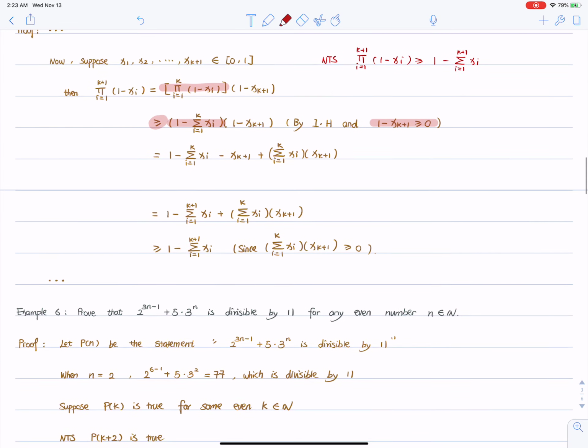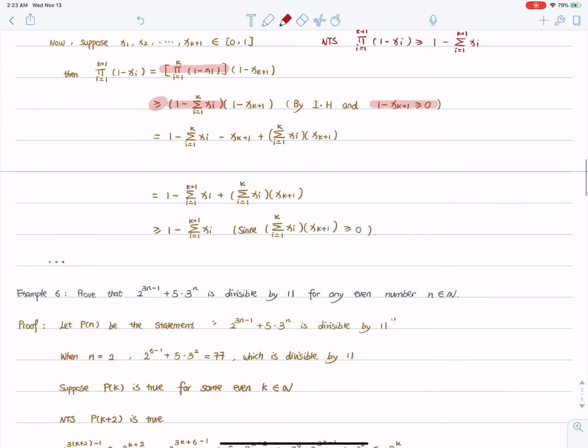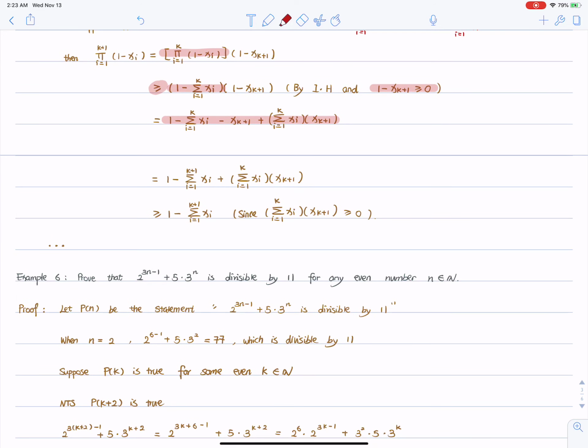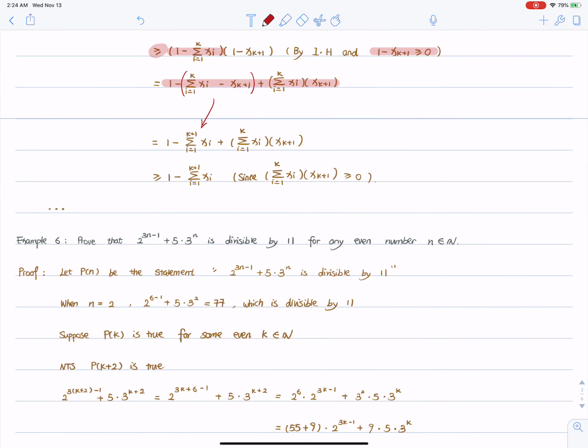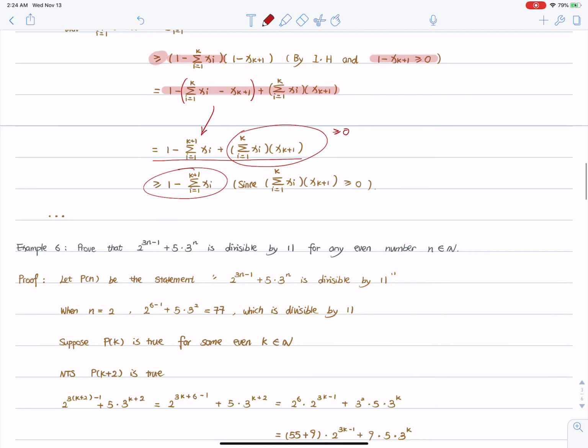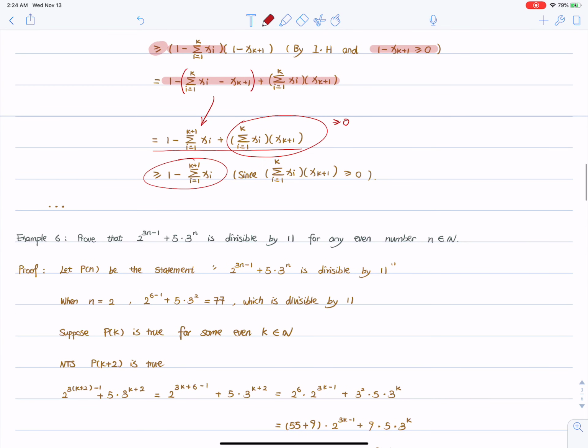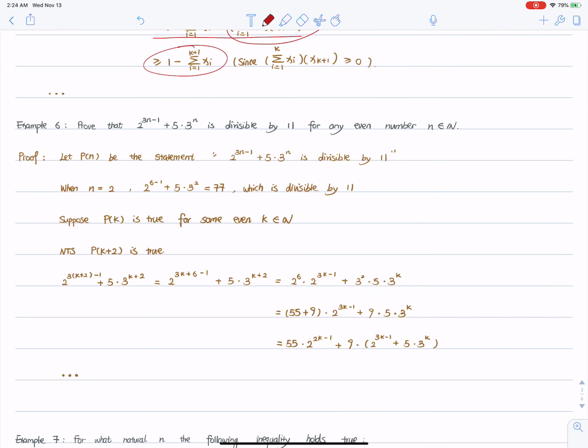Now we just open it up, you'll get this. It's a simple computation. Now you can combine those two terms together. You should get this. Okay, this is the same thing, and this whole thing should be greater than or equal to this, because this term is greater than or equal to 0.